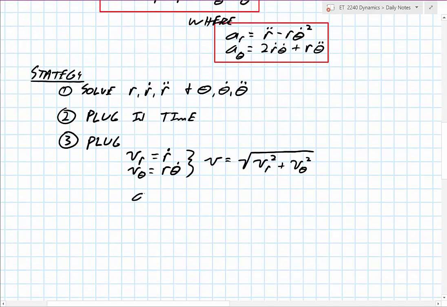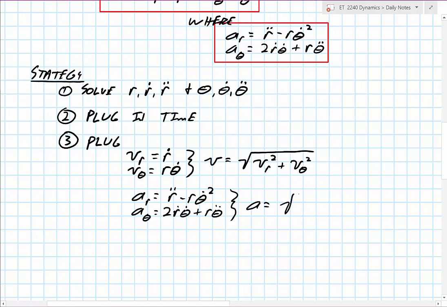Same idea with acceleration. So acceleration in the radial direction is just r double dot minus r theta dot squared, and the acceleration in my transverse direction is 2r dot theta dot plus r theta double dot. And once I have both those, if I need to, I can find a total absolute acceleration of acceleration in the radial direction squared plus the acceleration in the transverse direction squared. So that's kind of how I do it.